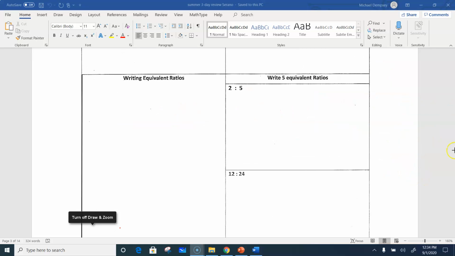So that's no. So write 5 equivalent ratios that are equal to 2 to 5. So what I'm going to do here is just start multiplying both numbers by the same number. So I'll show you what I mean. So I have 2 to 5. Let's multiply them both by 2. So that would be 4 to 10. Okay. Now multiplying both by 3, what do we get? 6 to 15. Multiplying both by 4, we would have 8 to 20.